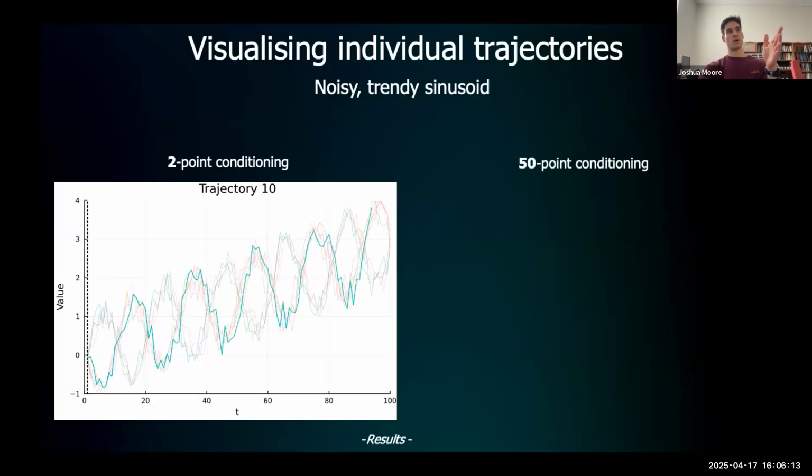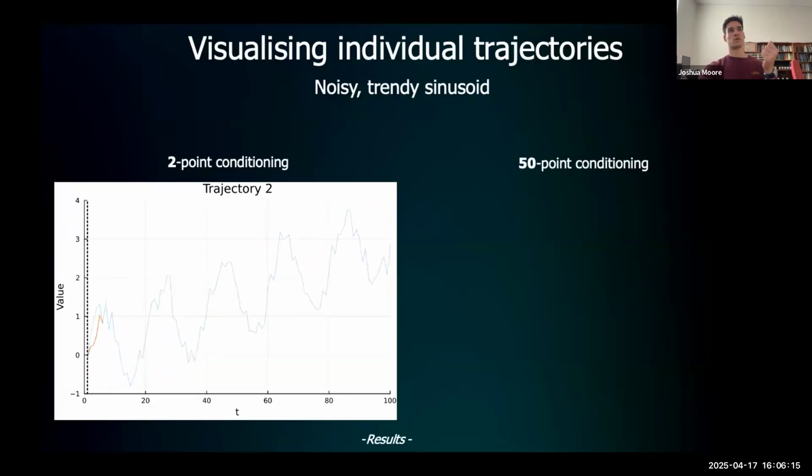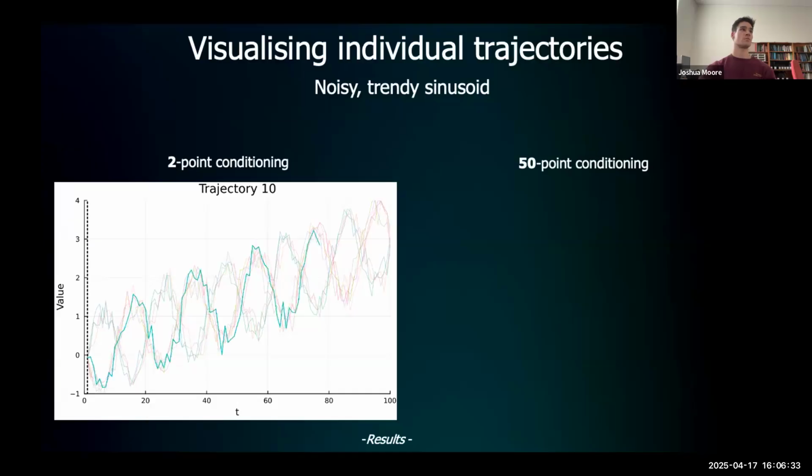So each time we're sampling a new value, we're measuring it to update the conditional distribution, and then we're sampling the next value and so on. So each point is conditional on each previous point. And that's the 2-point conditioning case. We can see that there's lots of different phases. It doesn't have enough information to pin down the phase of the observation.